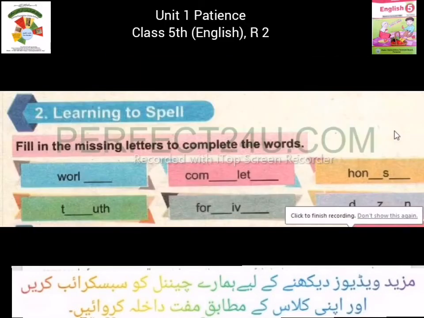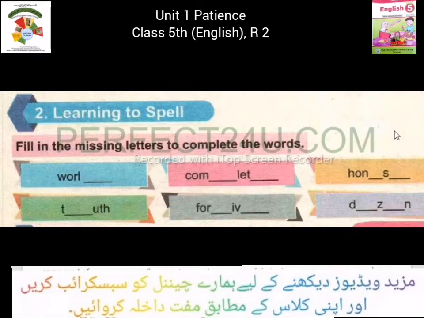Next is learning to spell. Fill in the missing letters to complete the words. So these are some words and some letters are missing. So we will add the suitable letters in these blanks. So first one is WORL blank. So here this word is world. So put D letter in the blank.